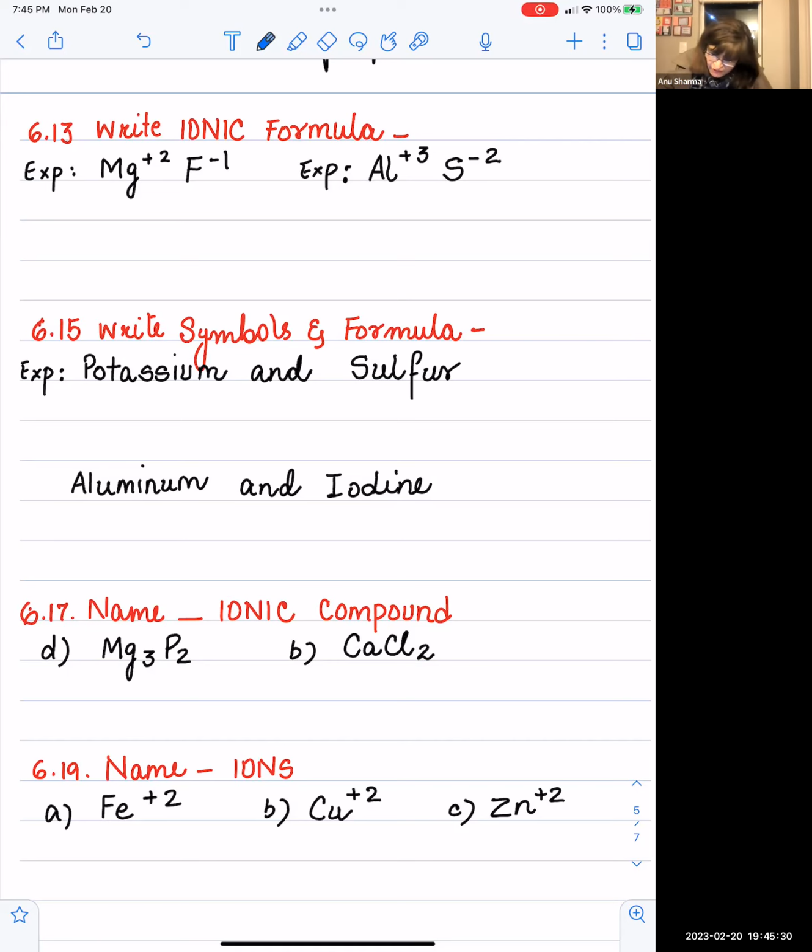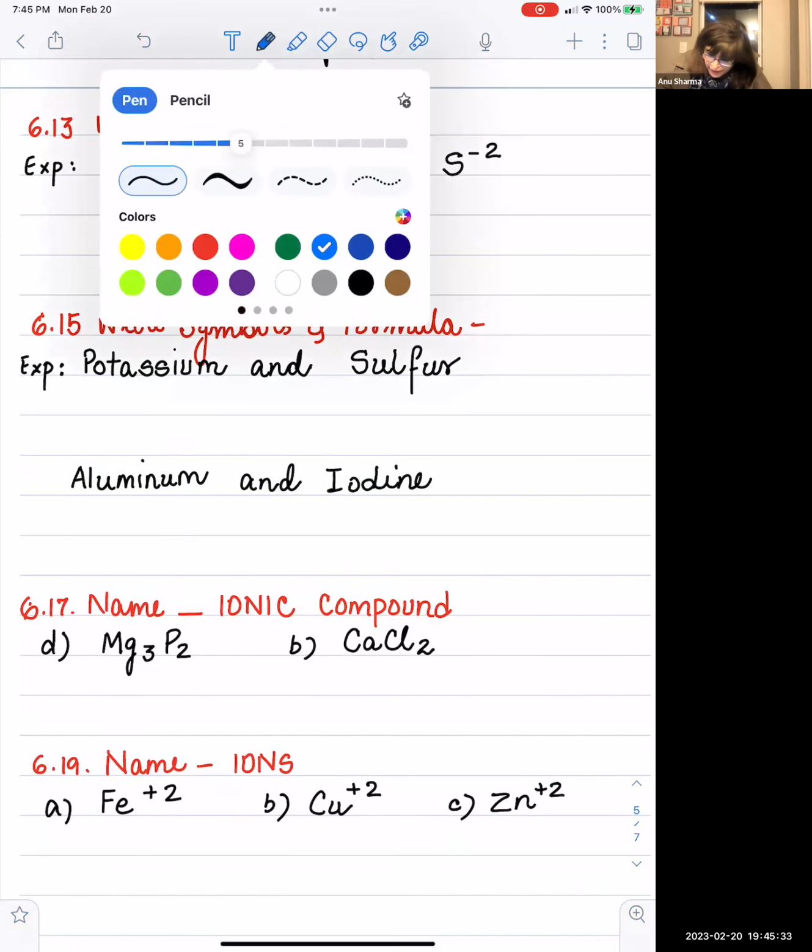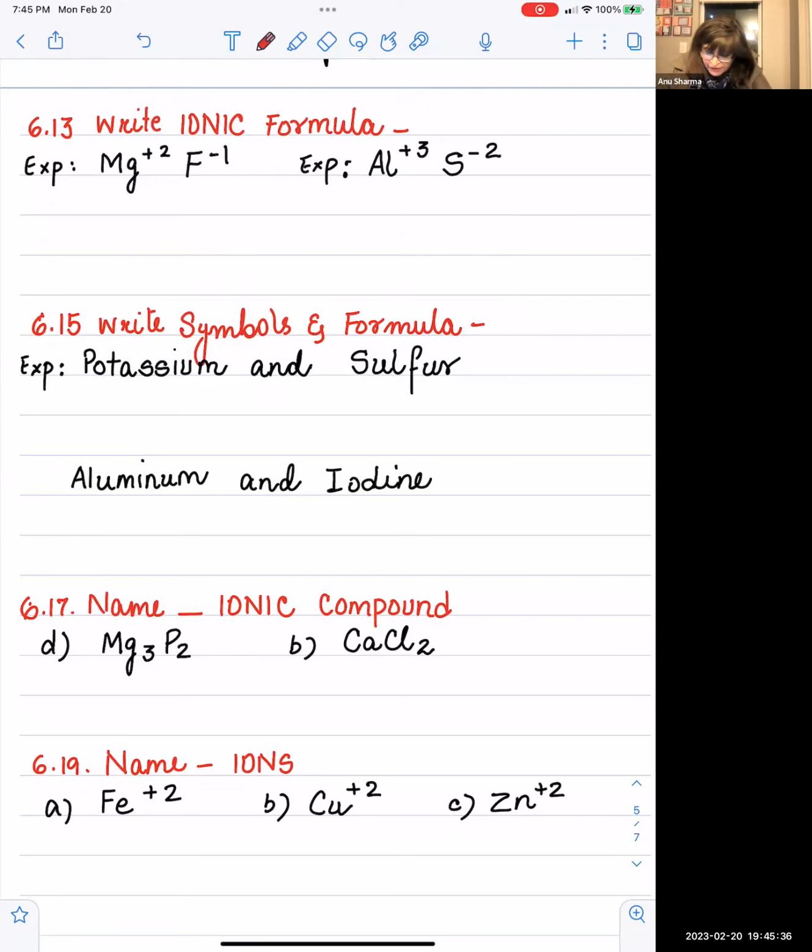Here we have magnesium with +2, and fluorine with -1. So crisscross: this number comes to the base of fluorine, and this number comes to the base of magnesium. So this becomes Mg. For 1, we don't write it, but for fluorine, you write MgF2. This means magnesium has +2 charge, so to cancel out those +2 charges, you need 2 fluorines, each with -1 charge. You get that? Then it becomes neutral, and the name is magnesium fluoride.